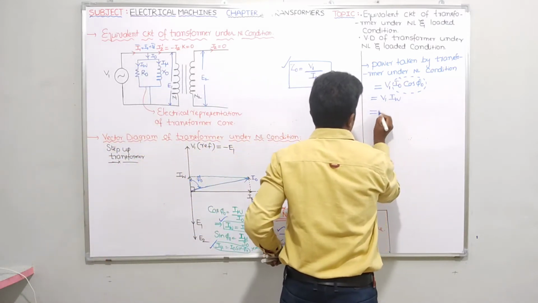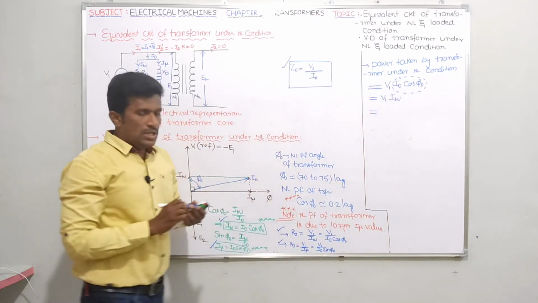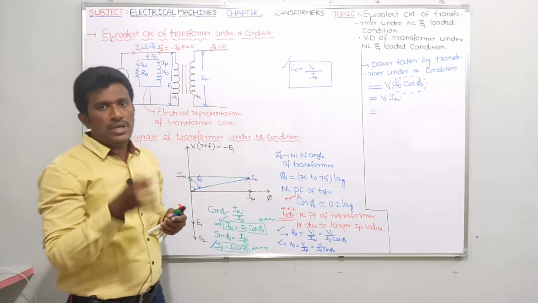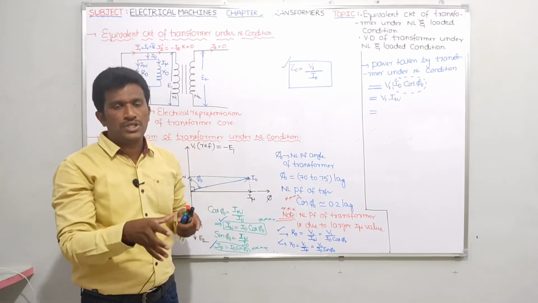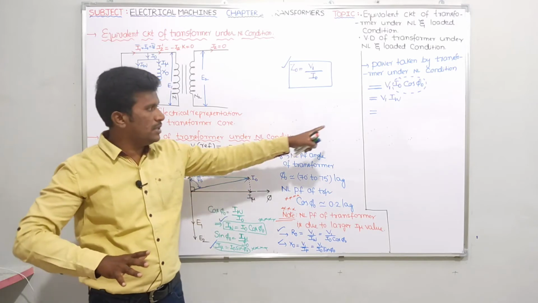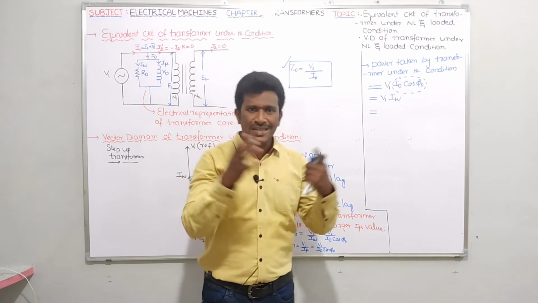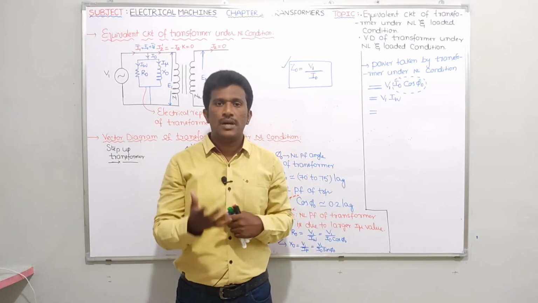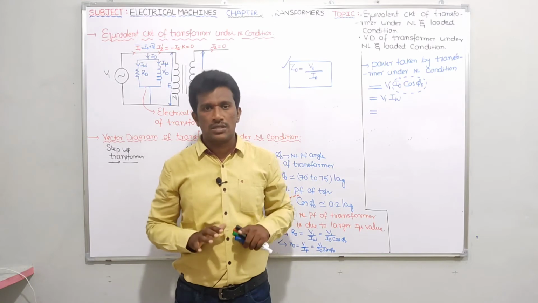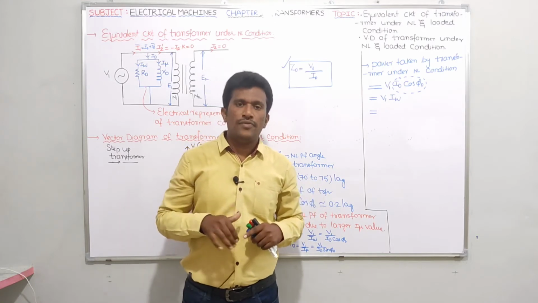Now I am asking one simple question. Here I am going to justify what I told in the previous video: Iw is used to represent core losses, iron losses. Before that, let me ask one question. In a transformer, majorly we have two losses, copper losses and iron losses. What is the other name for copper losses? Ohmic losses. What is the other name for iron losses?